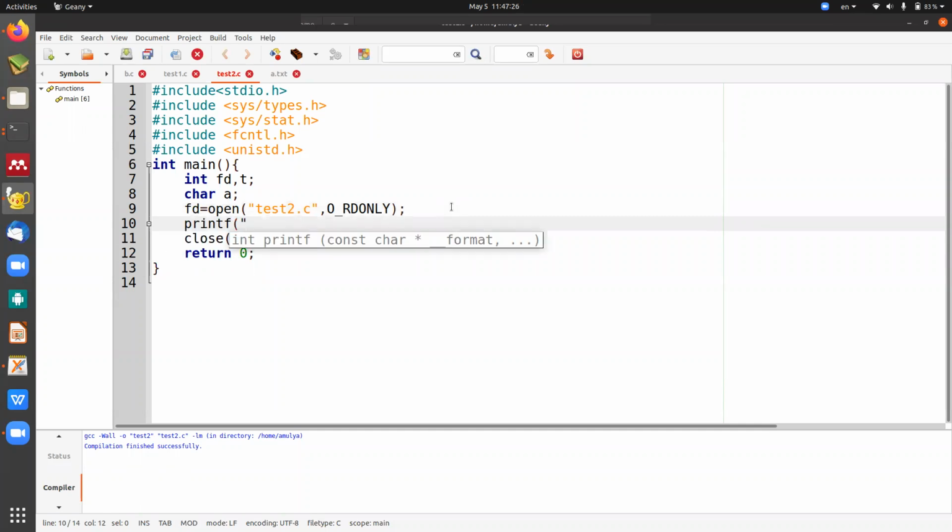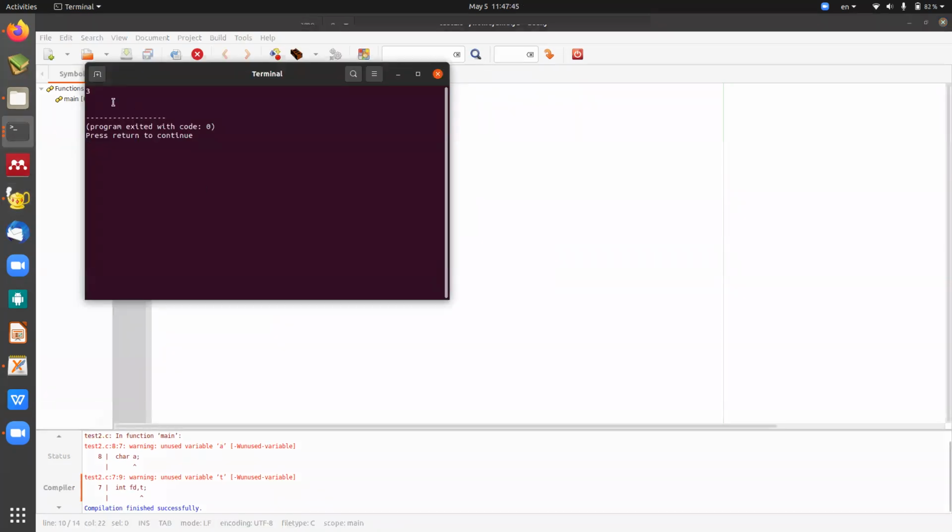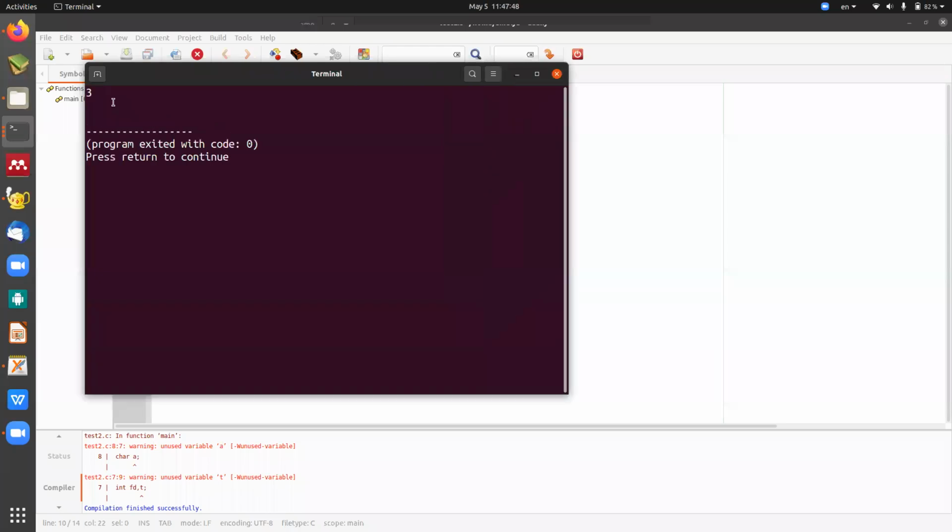Printf double quote %d, then slash n double quote comma. Yes, we will learn step by step. Isn't it written correctly? Then I close it. I wrote something wrong. It came as 3. Understood? Yes. Now you know this.